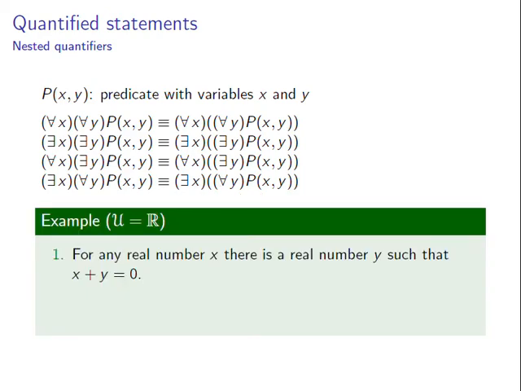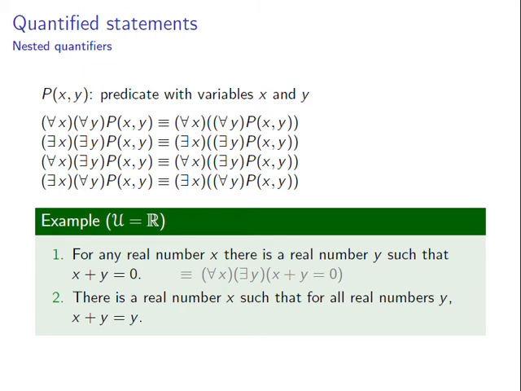For example, consider the sentence, for any real number x, there is a real number y, such that x plus y equals 0. This involves two variables, x and y. The phrase for any real number x is stated first, so this applies to the statement, there is a real number y such that x plus y equals 0, which we view as a predicate in the variable y. This is the sentence written in symbols.